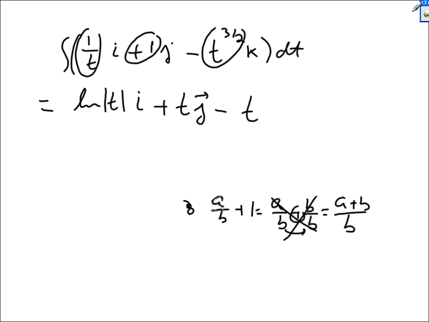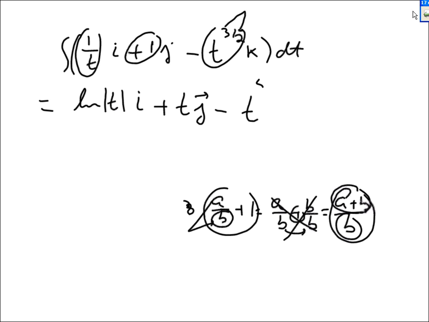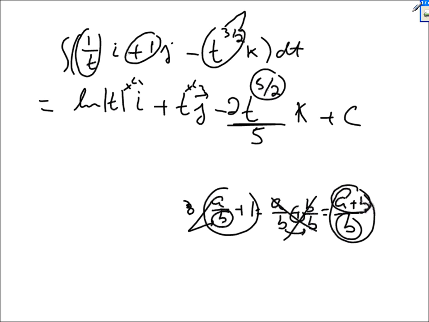How do you go from here to there easily? You add the top and the bottom. That gives you a plus b, and whatever is on the bottom stays that way. Okay? 3 plus 2 is 5. Keep the same denominator. Now you need to divide by 5 over 2, and that's in the k direction. Plus c. And that's what that integral is. Remember, the c was because I didn't write plus c1 and plus c2 and plus c3. I wrote it at the very end.